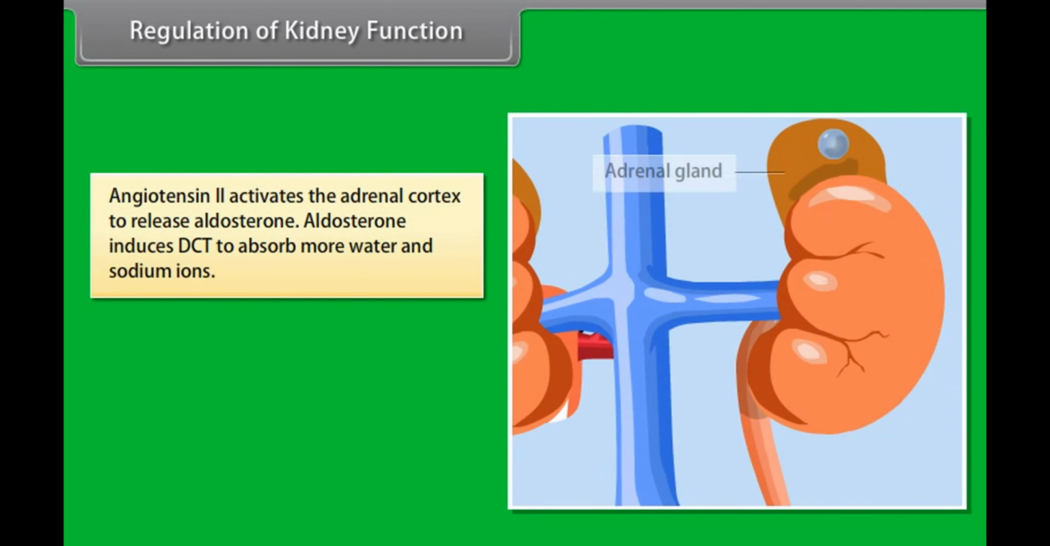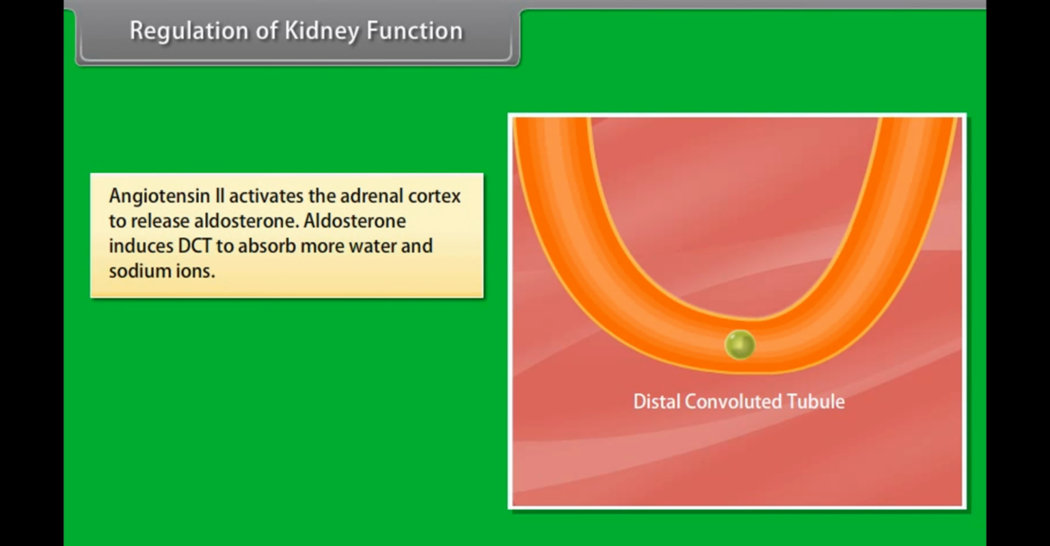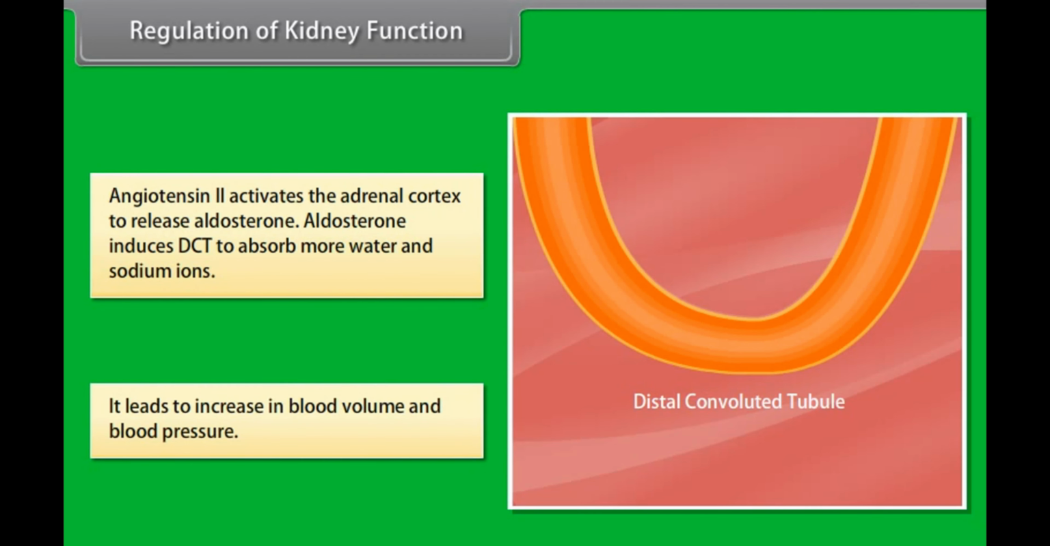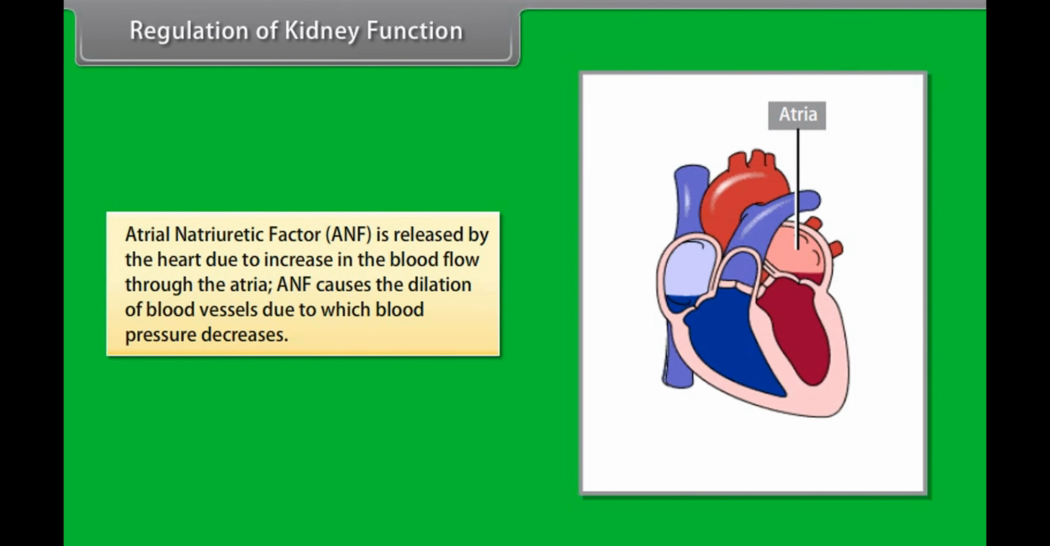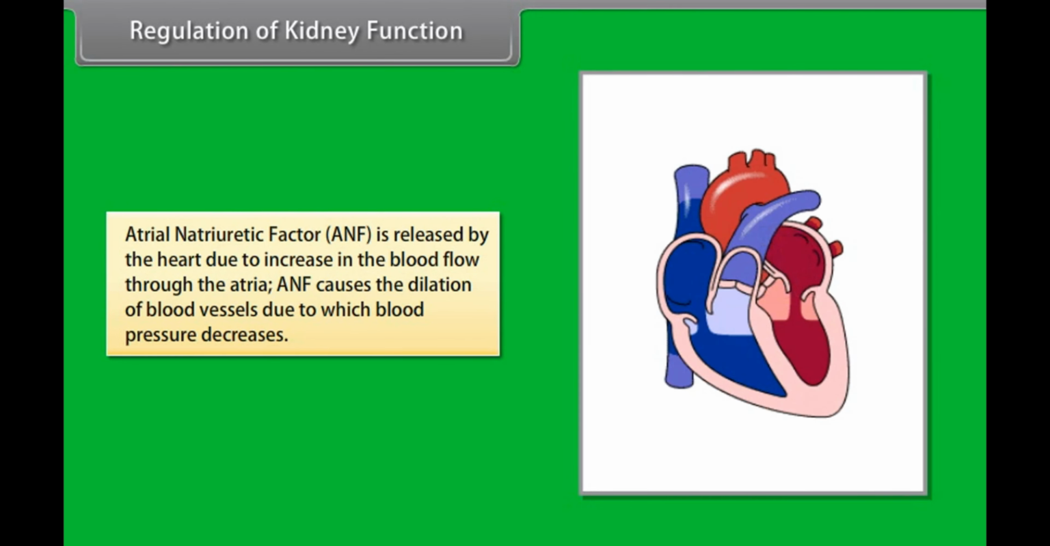Angiotensin II activates the adrenal cortex to release aldosterone. Aldosterone induces the DCT to absorb more water and sodium ions. It leads to an increase in blood volume and blood pressure. Atrial natriuretic factor (ANF) is released by the heart due to the increase in blood flow through the atria. ANF causes the dilation of blood vessels, due to which blood pressure decreases.